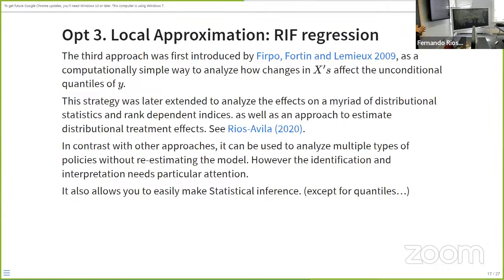So as a third alternative, instead of looking at f of x, as the first model does, or f of y with respect to x, as the second approach does, what RIF regressions tell you is to just look into the statistic itself. So we're going to see how this changes when any of these variables do change.